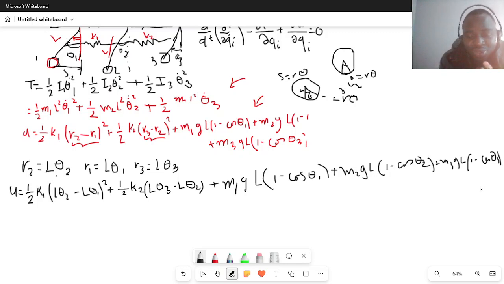Now what is left to do is apply Lagrange's formula and solve our equation. How many variables do we have? We have theta 1, theta 2, and theta 3. And I said it in the beginning, guys, if you remember in our first session, the number of systems that you have, there is a question.